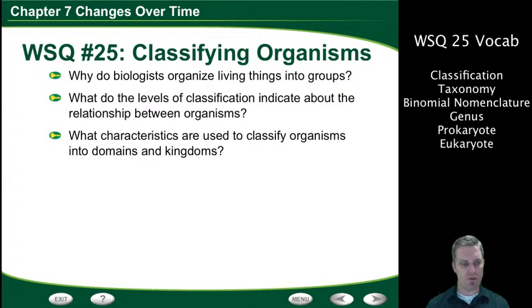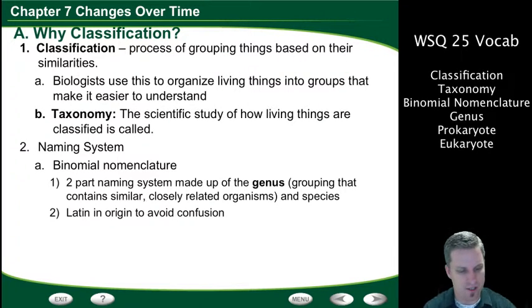And so I just want to go through and talk to you guys about what it means to classify. We're going to learn why biologists organize living things into groups. We're going to learn what the levels of classification indicate about relationships between organisms, and we're going to talk about some of the characteristics that are used to classify organisms into domains and kingdoms. So let's jump right into it.